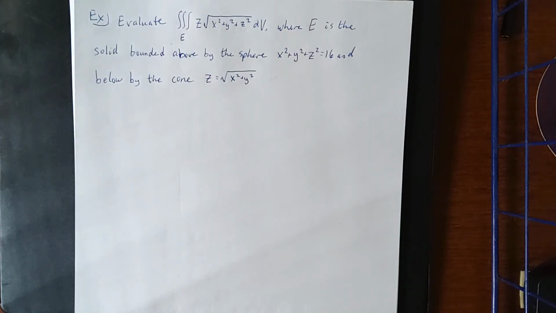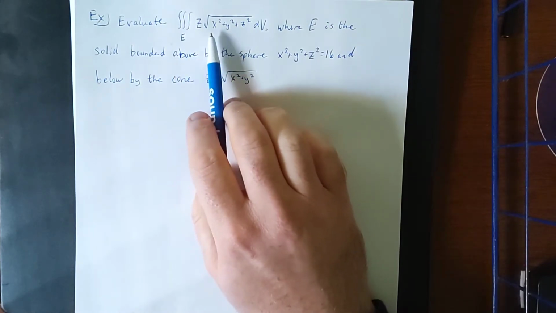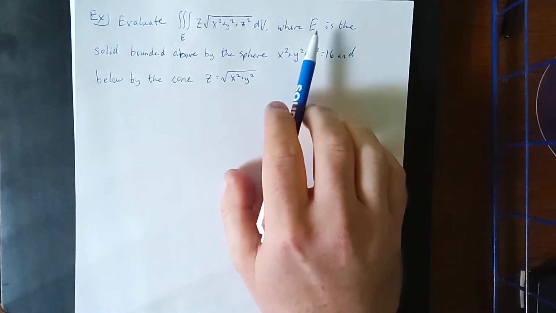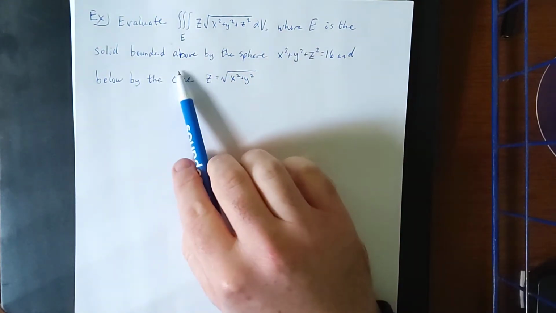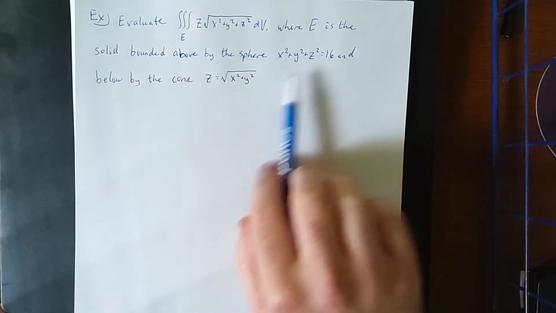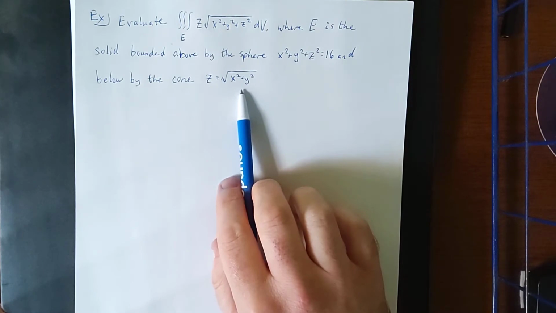In this example, we're going to be evaluating the triple integral over the solid E of z times the square root of x squared plus y squared plus z squared dV, where E is the solid bounded above by the sphere x squared plus y squared plus z squared equals 16, and below by the cone z equals the square root of x squared plus y squared.